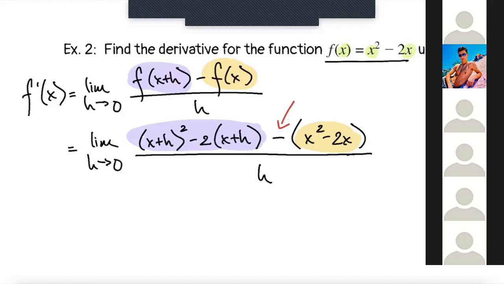That's a minus sign. And if you don't put parentheses around that second part, you are going to get the wrong answer. That's my aggressive way of telling you to make sure you put parentheses around that second part, so that you will remember to distribute and get the right answer.